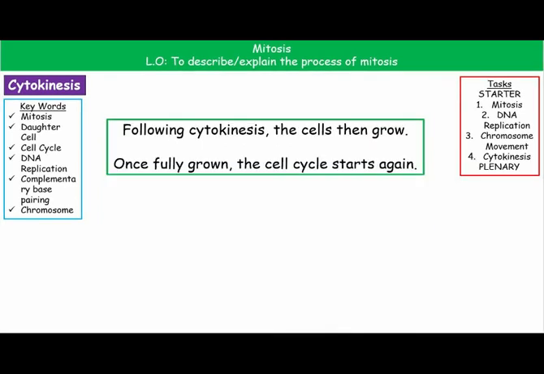And then, as we saw in that initial diagram of the cell cycle, after the mitosis and cytokinesis part, the cells will grow. So once they're fully grown, the cell cycle starts again. DNA synthesis, mitosis, cytokinesis, growth, just in that endless little loop.